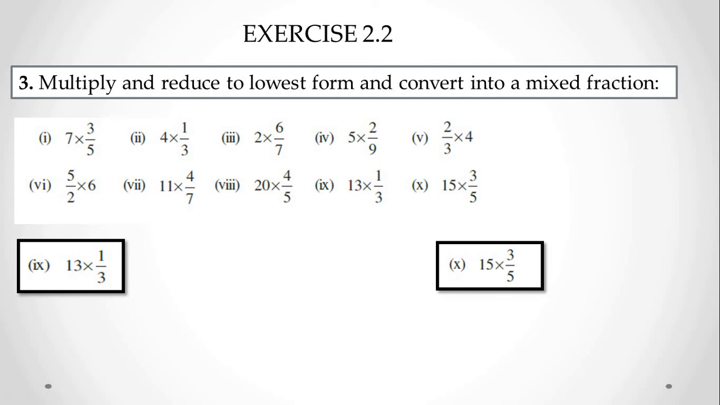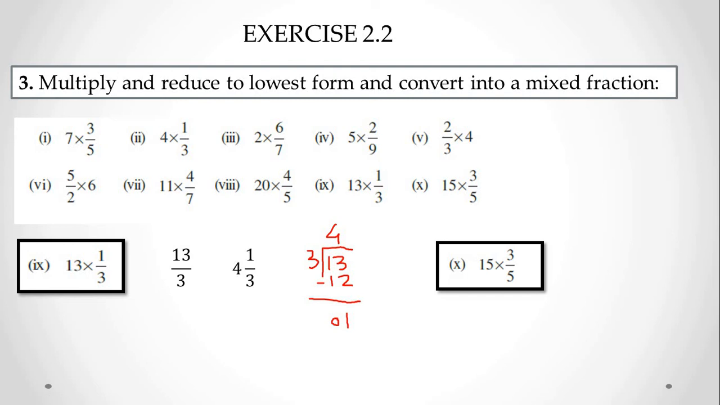Multiply and reduce to lowest form and convert into the mixed fraction. Here we are in the next question. In this question, 13 into 1 is 13 divided by 3. So you have to divide 13 by 3. So 3 into 4 is 12. So the remainder will be 1. Finally it is written as 4 1 upon 3.